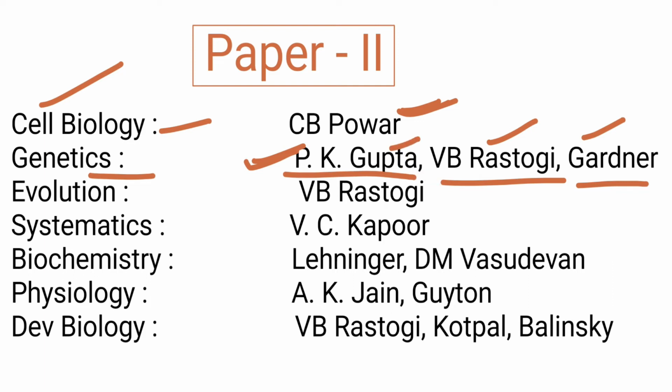Okay. Then evolution, no other option than Veerbala Rastogi. This is a good book. You can definitely go for it. Then systematics, there is a book named VC Kapoor. Again, that is not a good book as per the zoology optional, but you can go for it if you want to read something related to the taxonomy. I will suggest you here, you can do your research. You can go for the internet research for systematics. Okay, or else we will cover it soon.